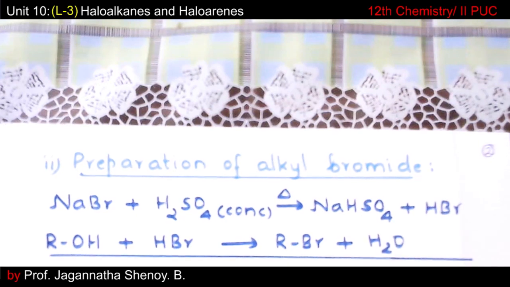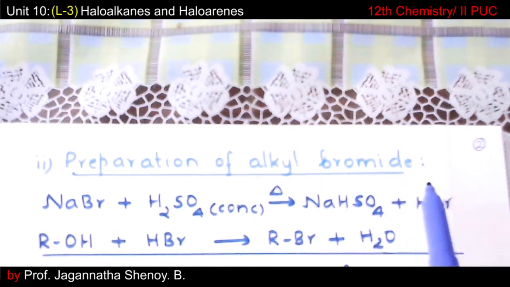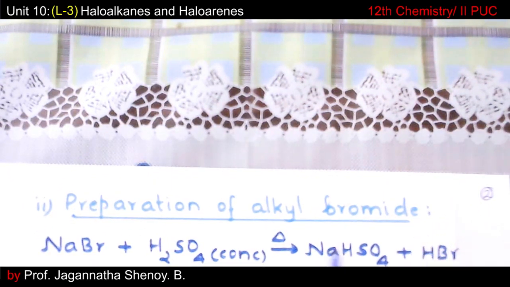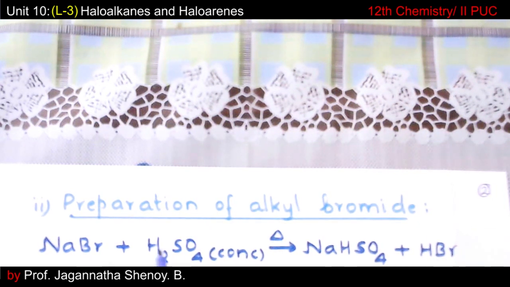Next, we will go to prepare alkyl bromide. For that, we will start from a mixture of sodium bromide and concentrated sulfuric acid. The purpose is to prepare HBr in the reaction mixture. We know concentrated sulfuric acid is a non-volatile acid. So this non-volatile acid H2SO4 displaces volatile acid HBr from its salt, sodium bromide.